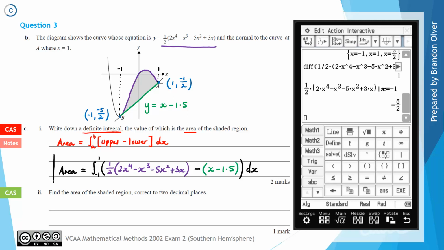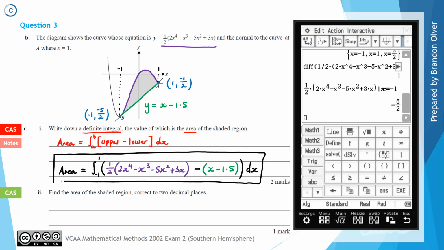So this is the integral that we were asked to write down, which has a value that is equal to the area of the shaded region. For part 2, we're simply asked to find the area of that shaded region, and we're asked to do that correct to 2 decimal places.